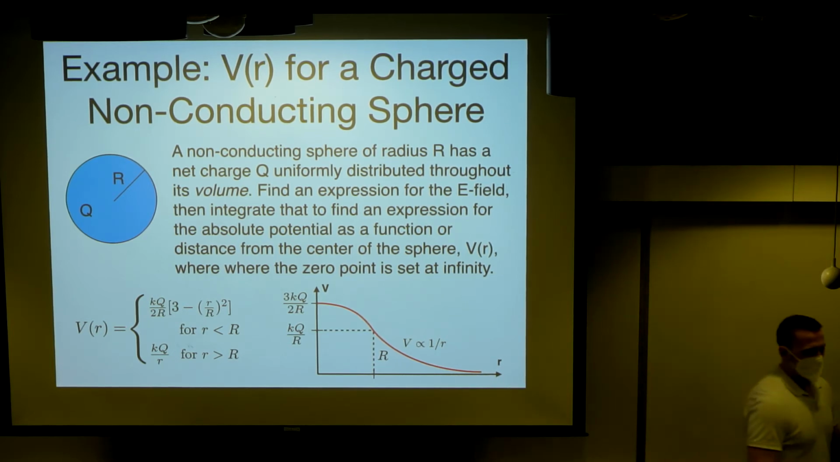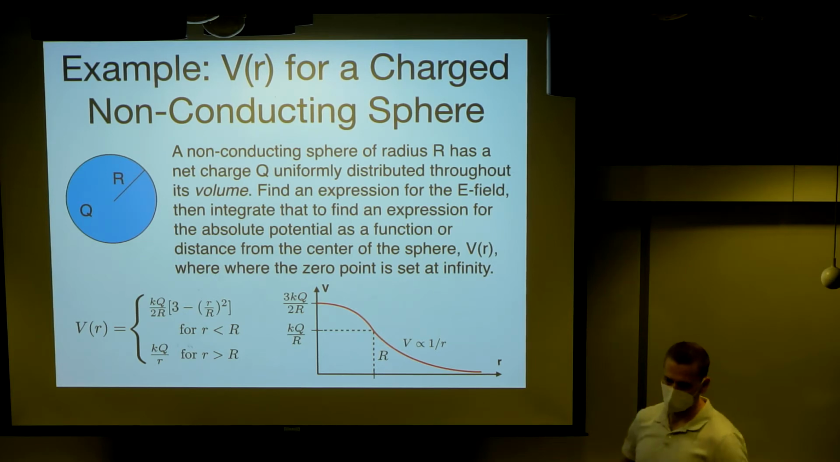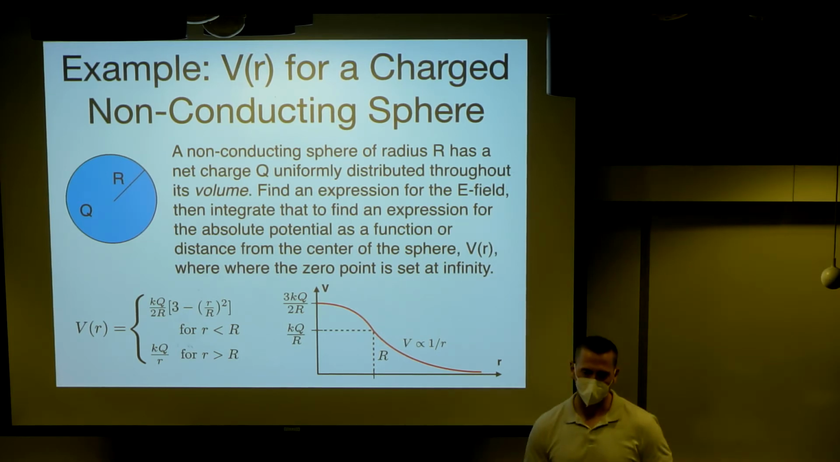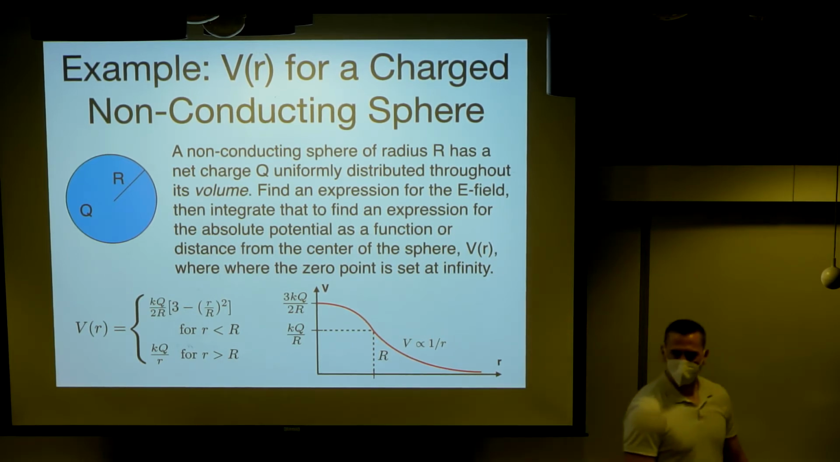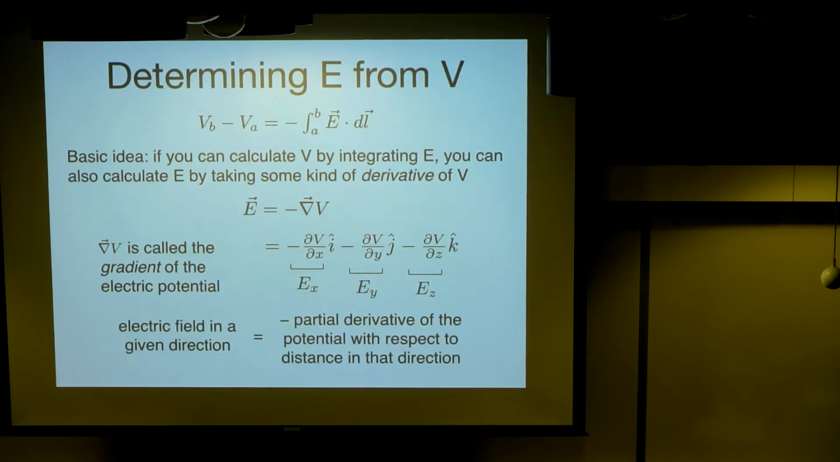Okay? So again, the specifics of this example are not really what's important, just you should know how to do this sort of process, to integrate over an E field to get V as a function of R. This is how it works. Any questions? All right, so we're going to keep it moving.